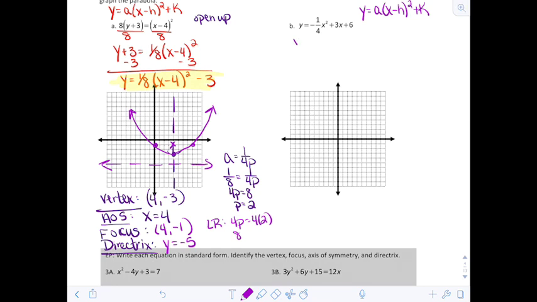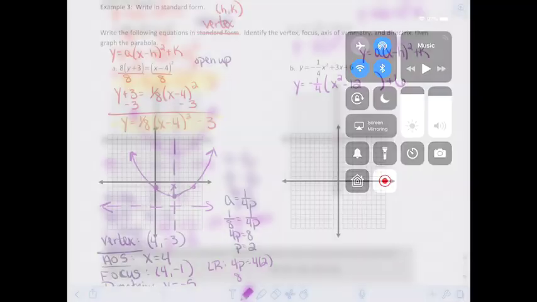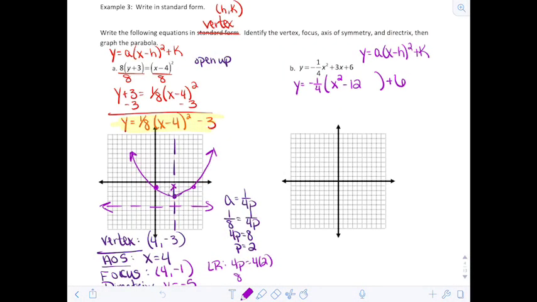So I'm not going to touch the left at all. I'm actually going to factor out the negative 1/4, and at the same time, I'm going to scoot the 6 over and put it out here so I can complete the square. Now when I factor that out, I am left with x squared minus 12. So now we have y equaling negative 1/4 x squared plus 3x plus 6.